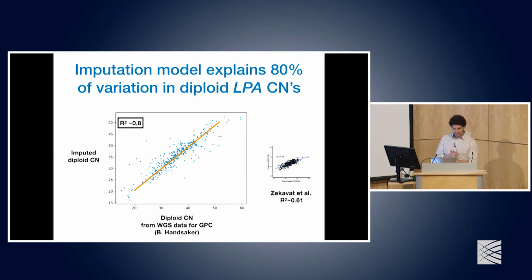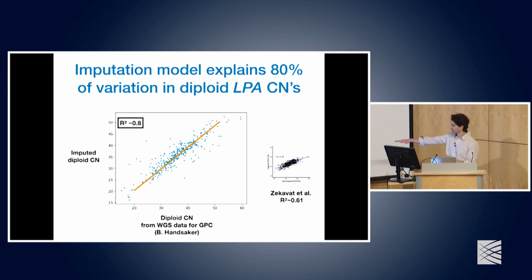We also estimated our imputation accuracy. This is a slightly different experiment in a slightly different sample. Here we use data from the Genomic Psychiatry Cohort, which is a whole genome sequence cohort of 3,500 individuals. We performed an experiment similar to what Zekavat et al. did in their paper. So we phased the LPA VNTR on 90% of this cohort using the diploid copy number, and then used the results to impute the diploid copy number on the remaining 10% of the cohort without using their diploid copy numbers. We then compared the imputed predictions for the diploid copy number with the true diploid copy number as estimated from the whole genome sequence data.